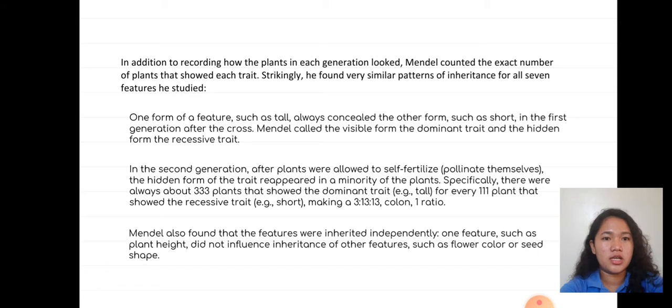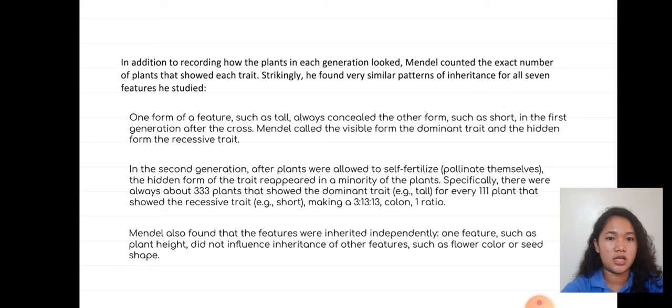One form of a feature, such as tall, always concealed the other form, such as short. In the first generation after the cross, Mendel called the visible form the dominant trait and the hidden form the recessive trait. In the second generation, after plants were allowed to self-fertilize, the hidden form of the trait reappeared in a minority of the plants. Specifically, there were always about 3 plants that showed the dominant trait for every 1 plant that showed the recessive trait, making a 3:1 ratio.